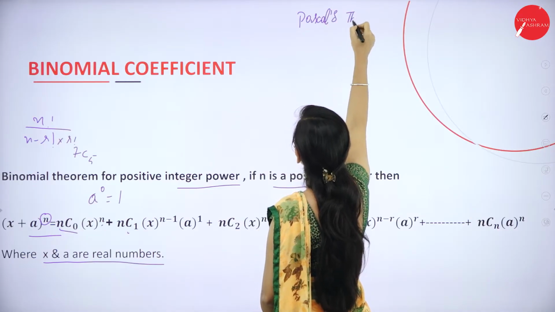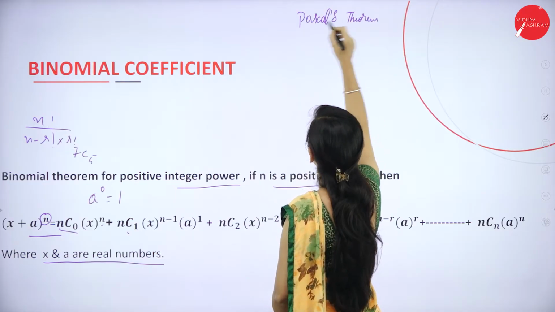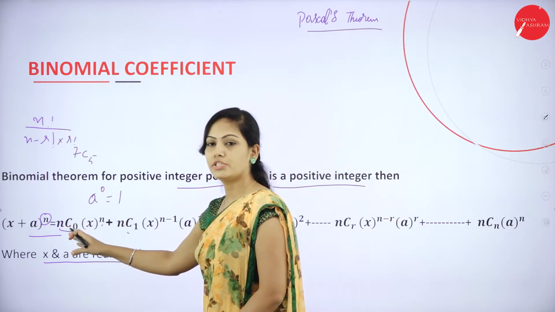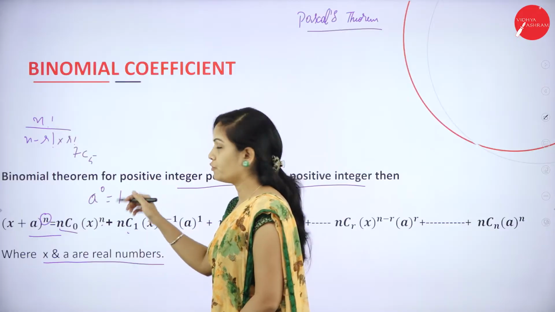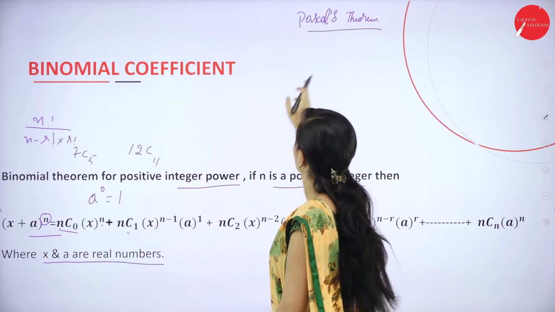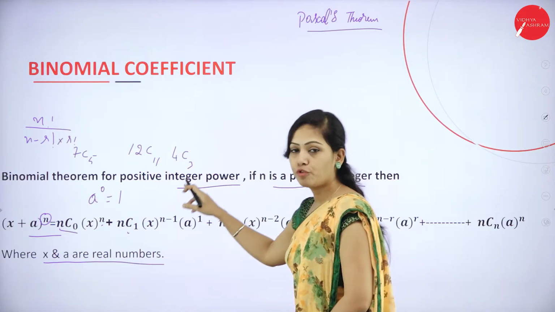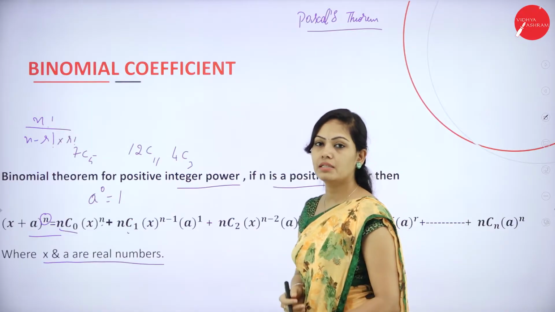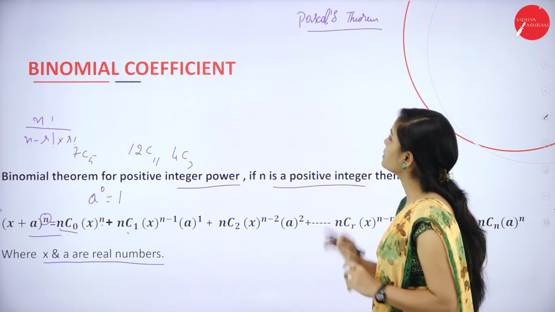Pascal's theorem. By using Pascal's theorem, we can easily find combinations like 7C5. If you get 12C11, you can easily find it using Pascal's theorem. If you get 4C3, you can apply Pascal's theorem. So how do we write Pascal's triangle? It is very interesting and a very simple logic.